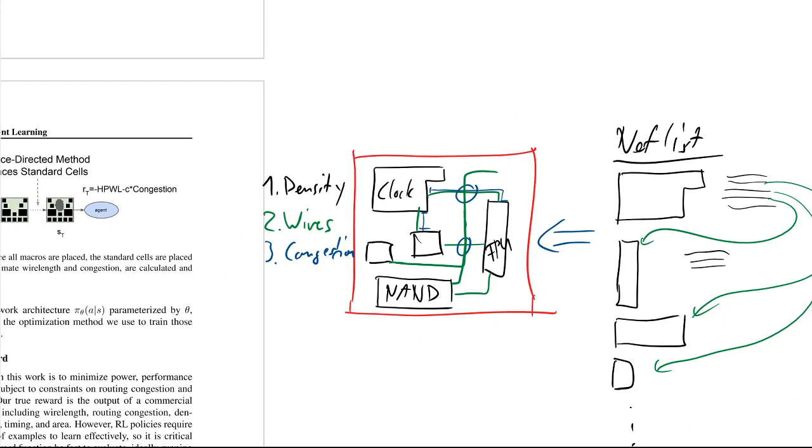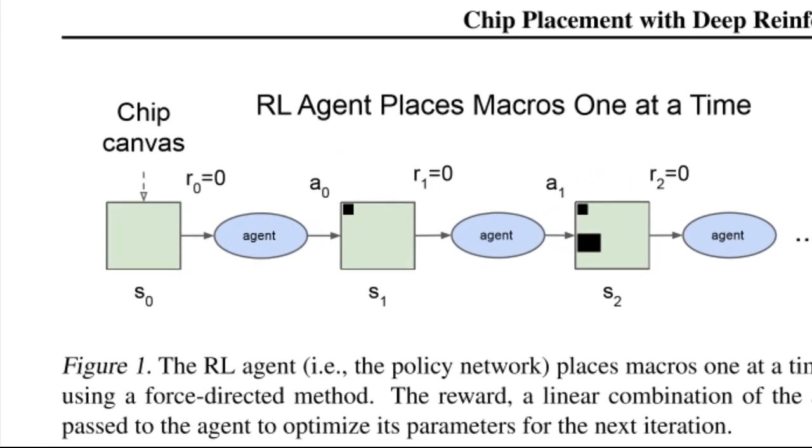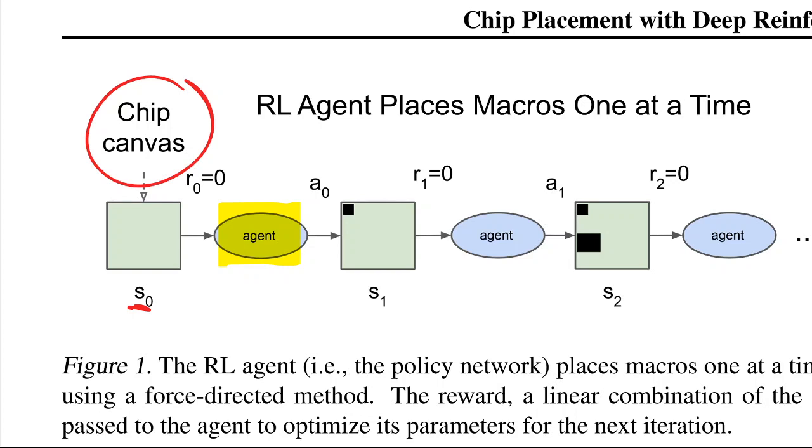And this paper takes reinforcement learning in order to solve this problem in a few hours. So how does it do this? The reinforcement learning is basically a sequential method. So you want to do one action at a time. So you start off with what they call the chip canvas, which is just empty. This is your state. And then the agent here, it gets to decide where to place the next thing.